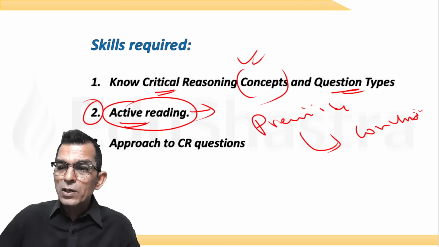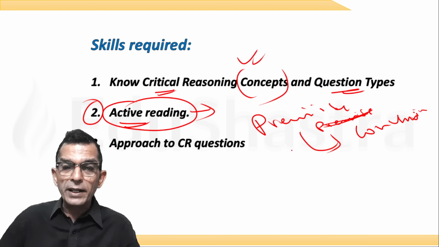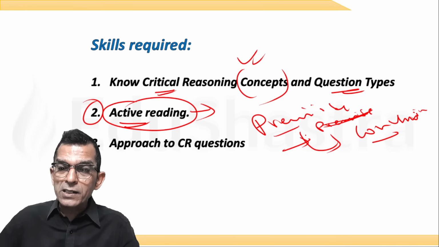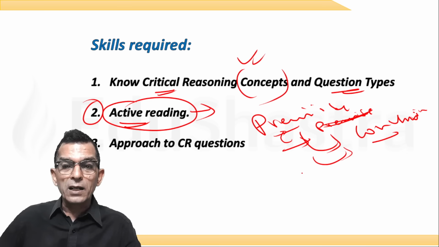There could be times when the author is missing out one of the premises. He's not writing one of the premises. He has written one premise, he has given one reason, he has given the conclusion. The second reason is something that can connect the first reason and the conclusion together.